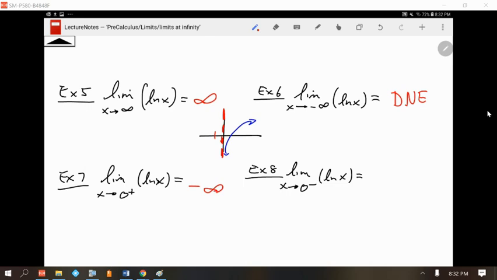What happens when I approach 0 from the left? So the left side of 0, you're over here like negative 1, negative 0.5, negative 0.1. What is the blue curve doing on the left side of the asymptote? It's not there. So these two questions, 6 and 8, the left side of the natural log function doesn't exist. There isn't a left side to it. So you can't answer that question.